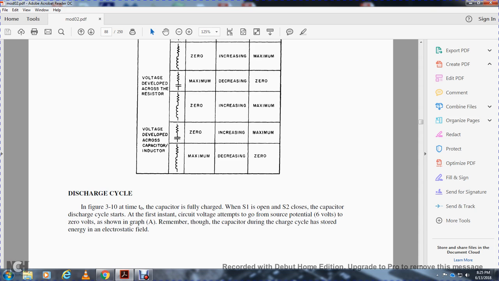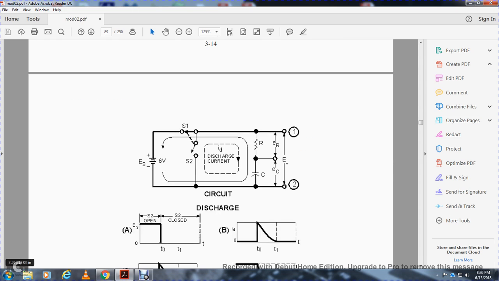Switch 1 is open. Switch 2 is closed. The discharge cycle of the capacitor is started. The first instant of the circuit voltage going from source potential 6 volts to 0 volts is shown in graph A. Remember that the energy stored in the capacitor during the charge cycle is held by the electrostatic field.